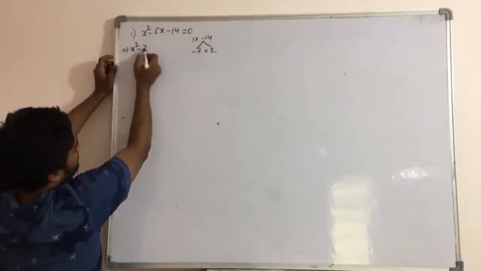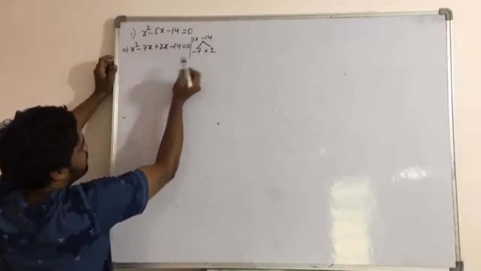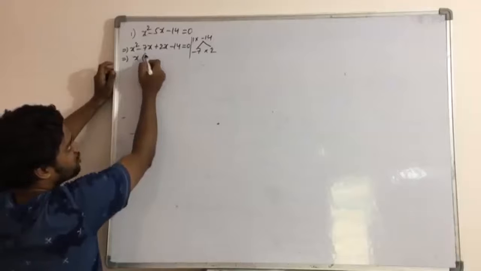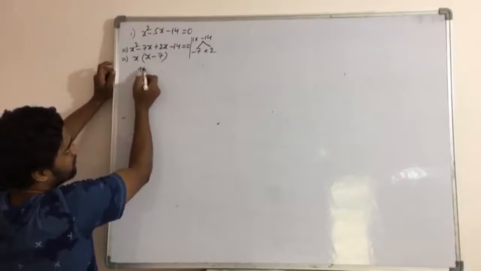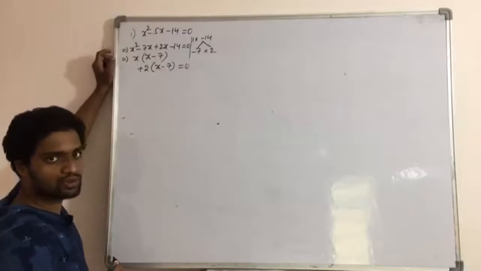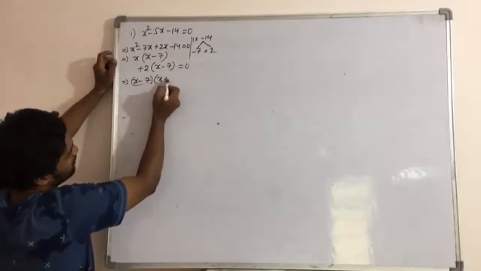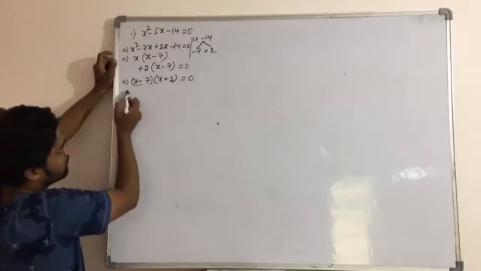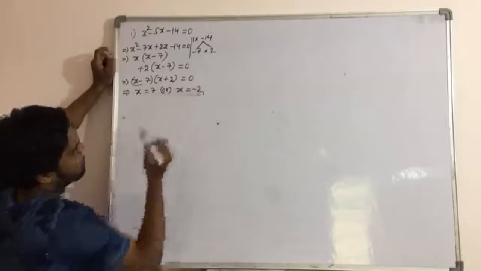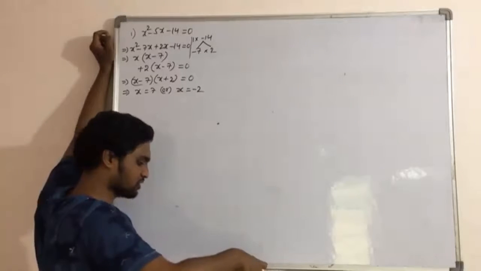So x square minus 7x plus 2x minus 14 is equal to 0. Take x common: x into (x minus 7) plus 2 into (x minus 7) is equal to 0. Now take x minus 7 common: (x minus 7)(x plus 2) is equal to 0. So x is equal to 7 or x is equal to minus 2. So that is the first question I have given you.